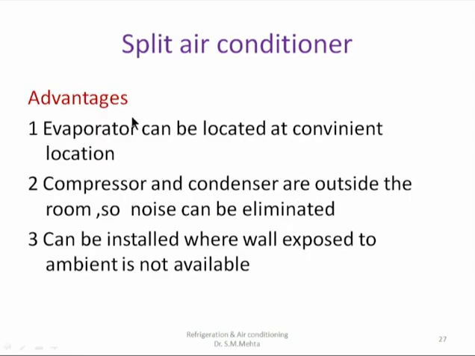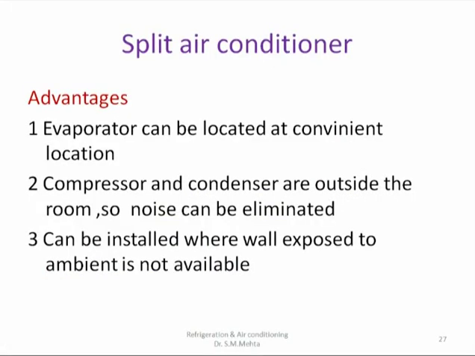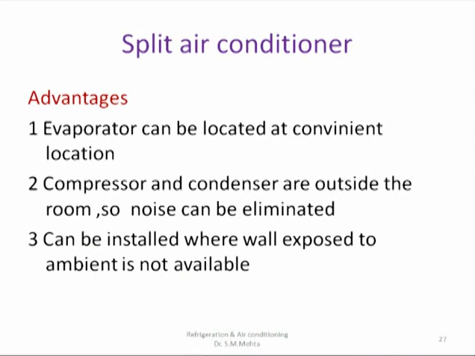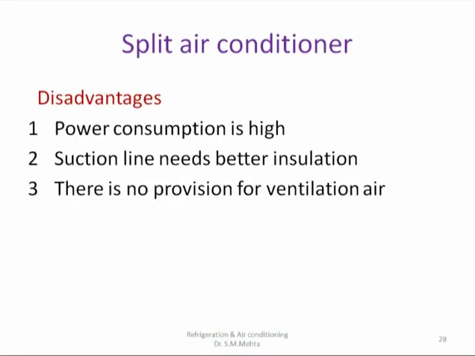Let's see the advantages. All of you have heard about the split air conditioner also. What is the split air conditioner and what is the window air conditioner? In the split air conditioner, two components are separated: the compressor and condenser are kept somewhat away from the evaporator and expansion device. That's why it is known as a split air conditioner. The advantage is that the evaporator can be located at a convenient location. The compressor and condenser are outside the room, so it can be installed where a wall exposed to the ambient is not available. These are the advantages of the split air conditioner.